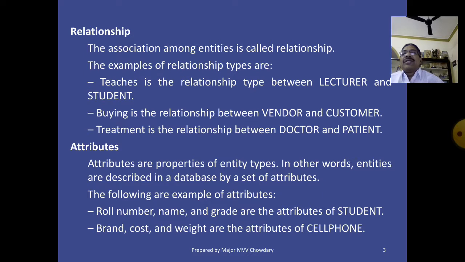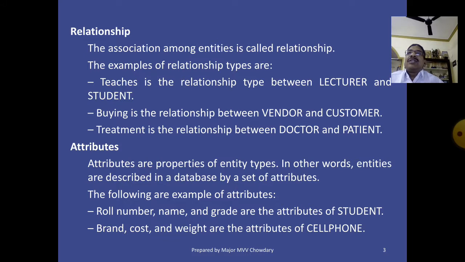Next one is relationship. The association among entities is called a relationship. So, a relationship describes an association among entities. It may involve two or more entities.